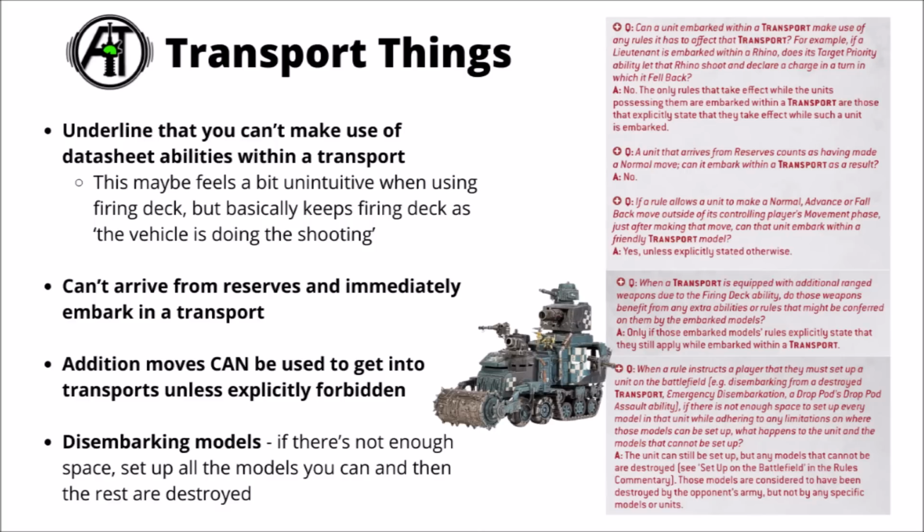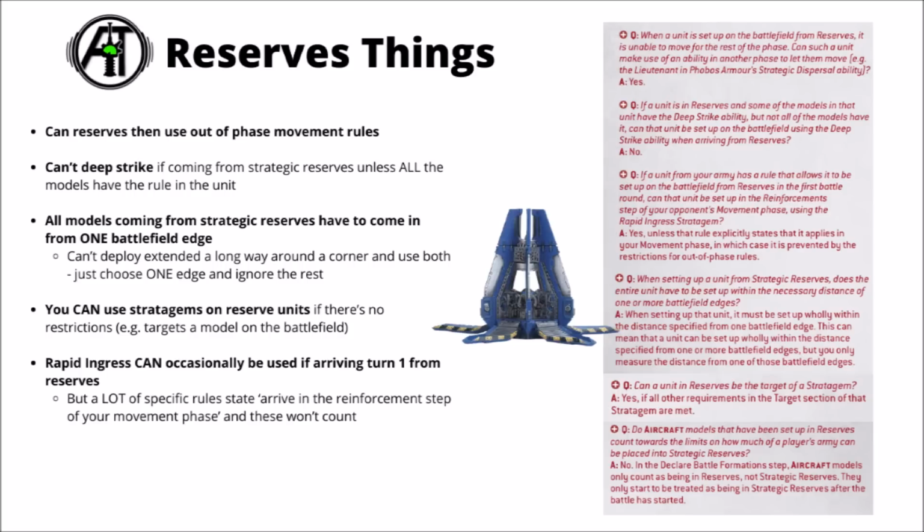It's also clarified that if you don't have enough space for disembarking models after a transport gets destroyed, you can put down all the ones that can fit, and then any of the rest of them count as being destroyed by the opponent, though most of the time that doesn't tend to come into too massive effect due to the big 6-inch emergency disembarkation rules.